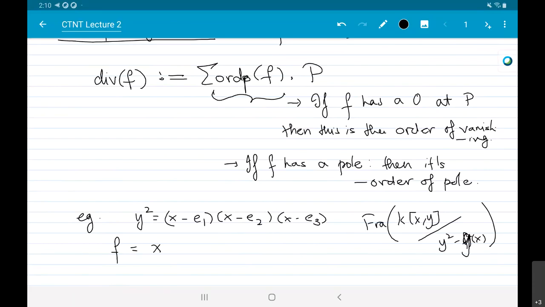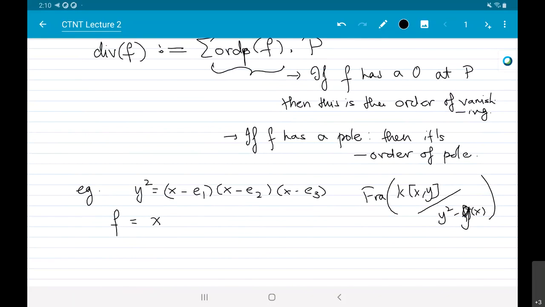Okay, so f is going to be this function x. Now, where does x have zeros, right? So if you write this as x cubed plus ax plus b, then x has zeros when y is plus or minus square root of b, right? So x has two zeros, P1 and P2, right?